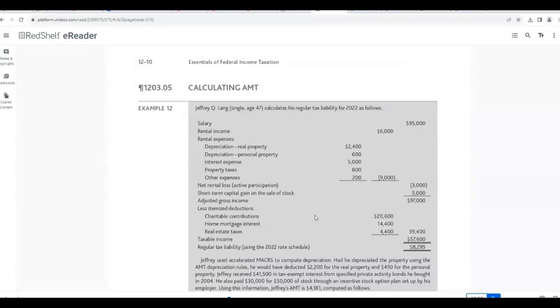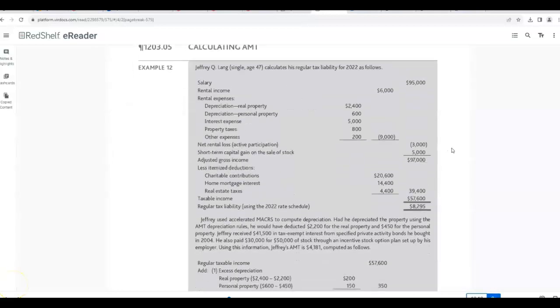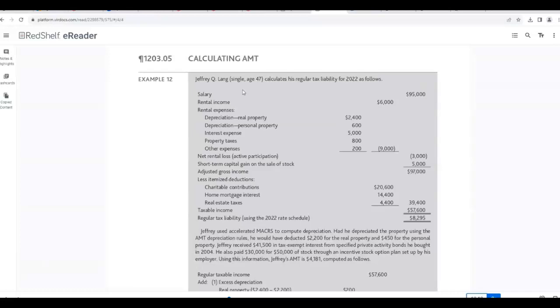This is calculating AMT. So here we go. Jeffrey looks like he's 47 years old. Calculate his regular tax liability for 2022 as follows.